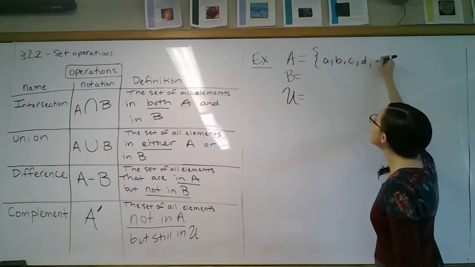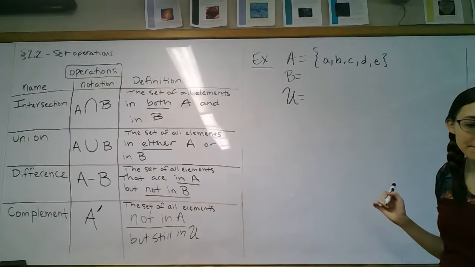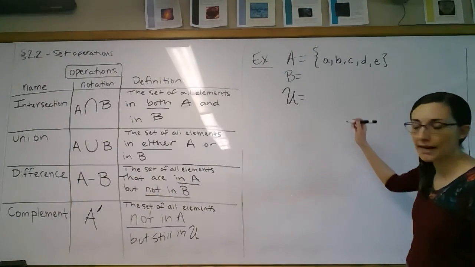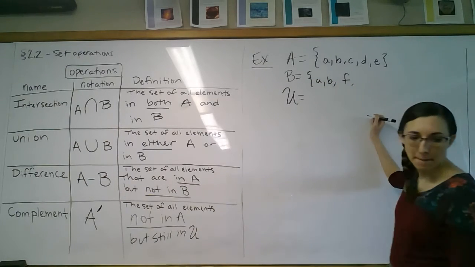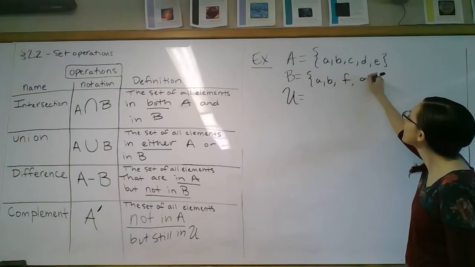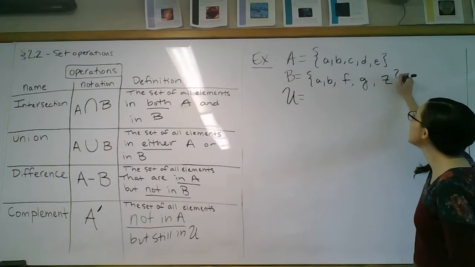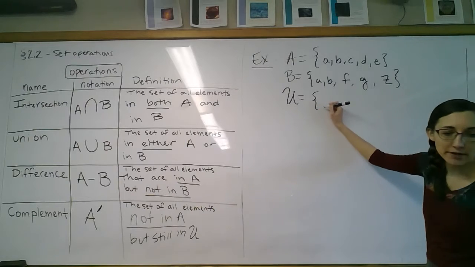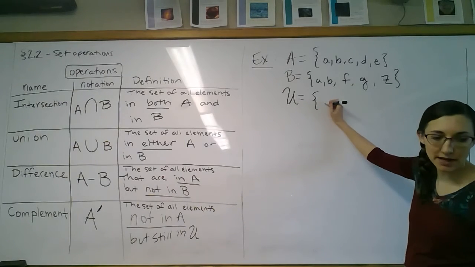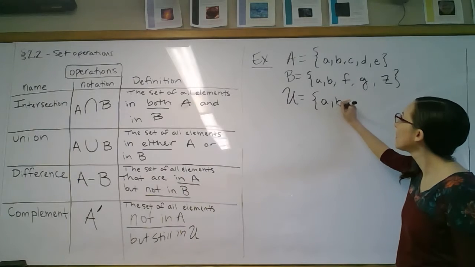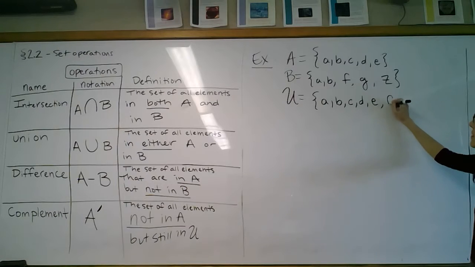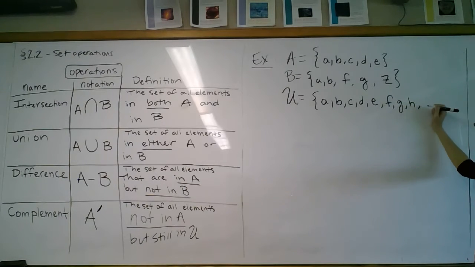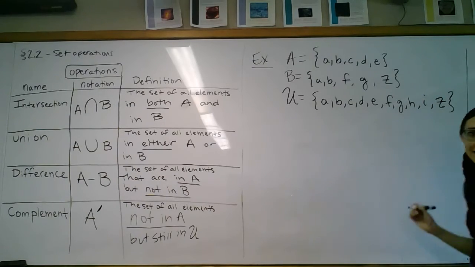C, D, and E. Let's say that B contains A, B, F, G, and Z. And then we'll say that U contains, the universal set is A, B, C, D, E, F, G, H, I, and Z.